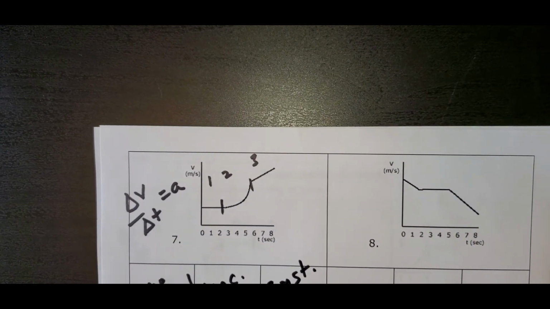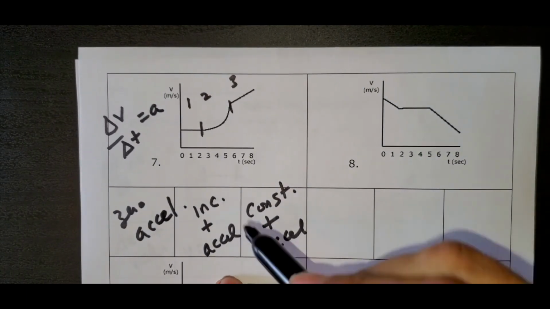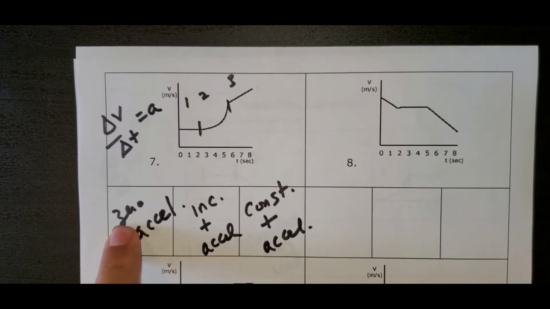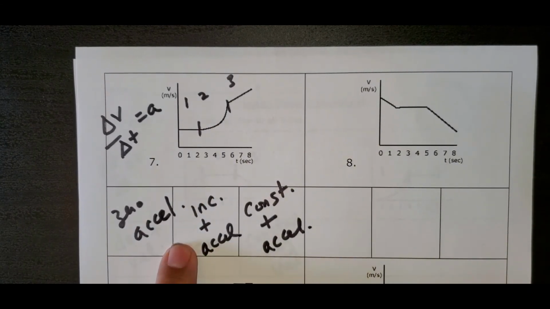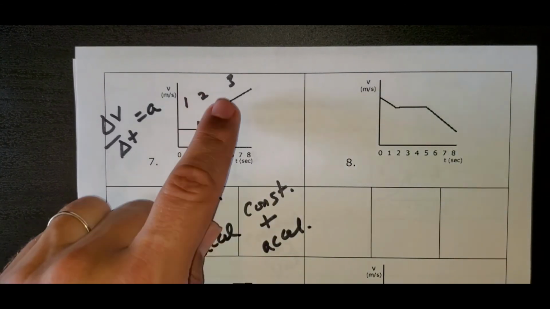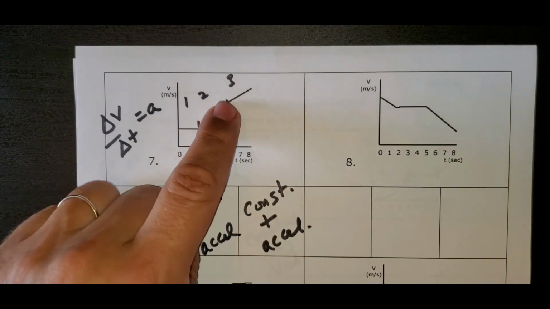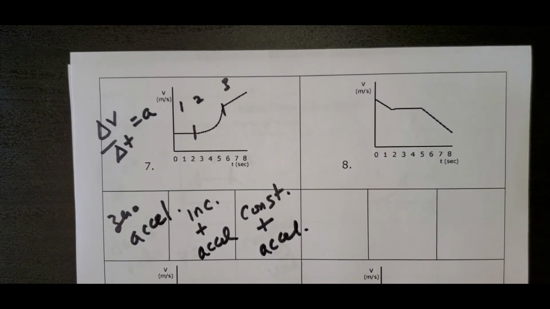So that's why each one of these boxes, let me get it up here, says acceleration. I don't know if you can read, that's kind of sloppy. Sorry about that. 0 acceleration because of 0 slope, increasing positive slope, so increasing positive acceleration, constant positive slope, constant positive acceleration. So that is it.